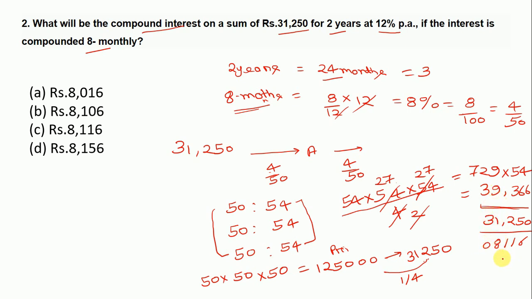So your final answer will be 8,116, that is option C. This is your correct answer.